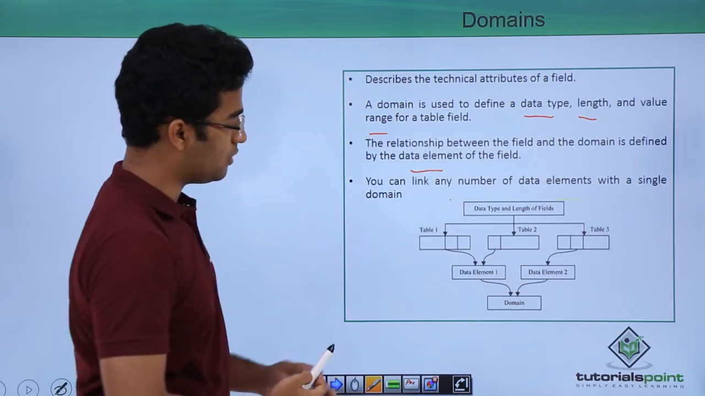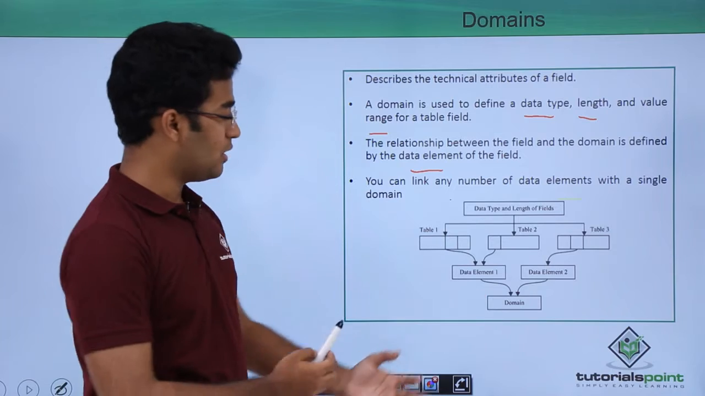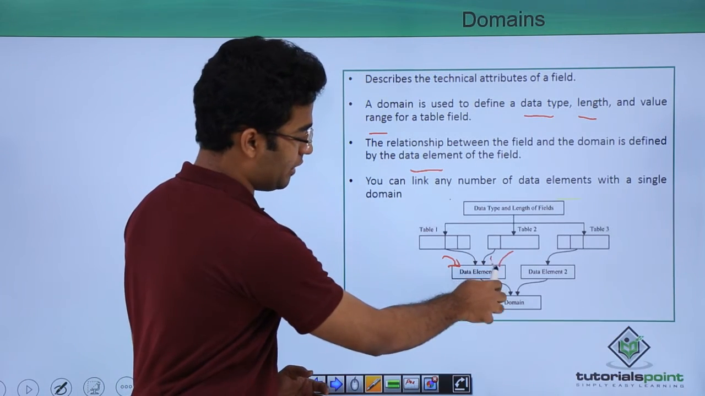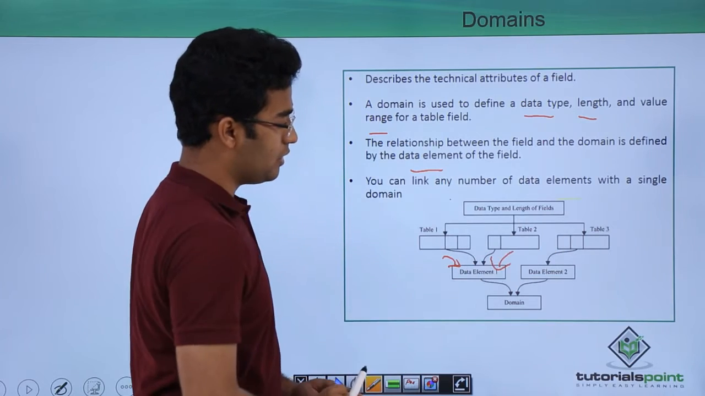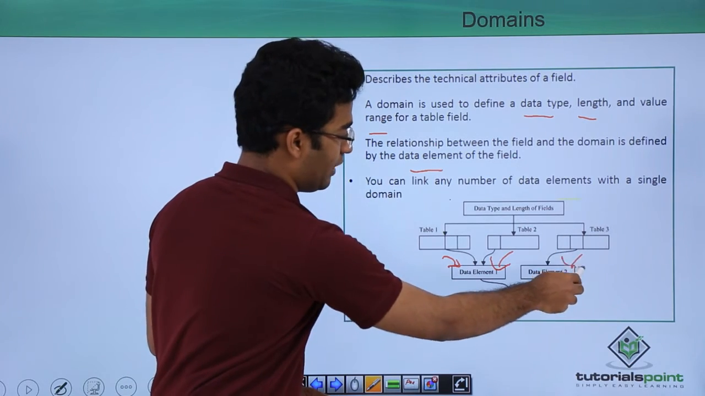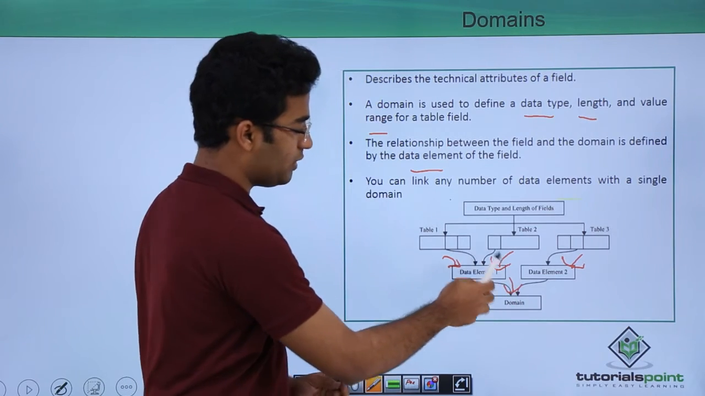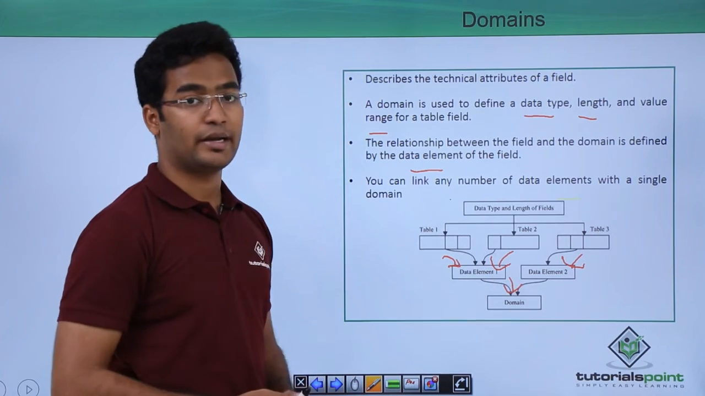So here is a use case. Suppose there are three tables and these two tables are using data element 1 and that particular table is using data element 2, and both these data elements are using the same domain. So a domain can be used in different data elements.